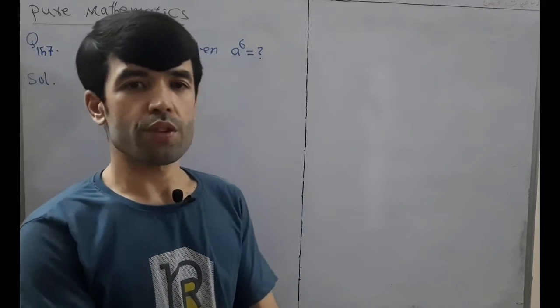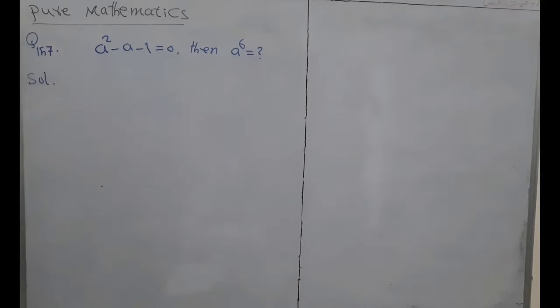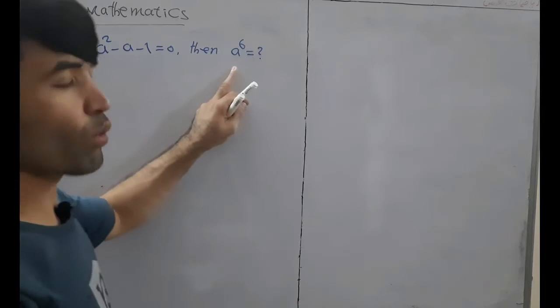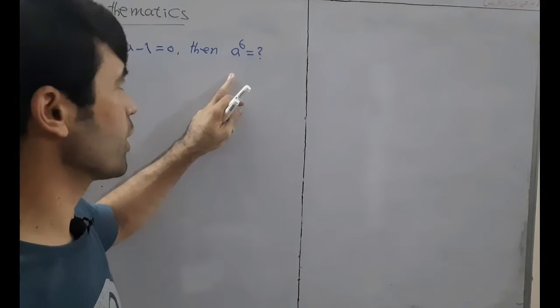It is solution of challenging math question class. It is question 157. Here we have a squared minus a minus 1 is equal to 0. Then find the value of a to the power 6 is equal to question mark.